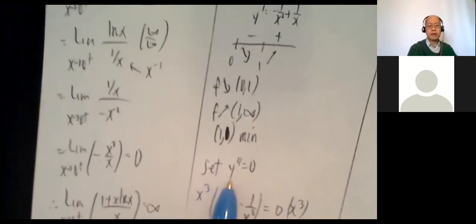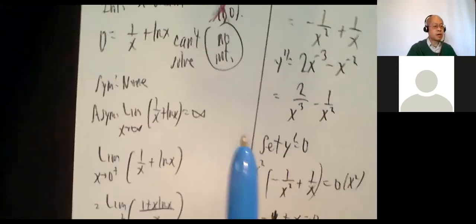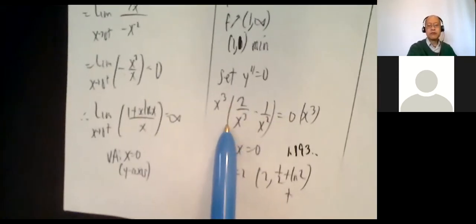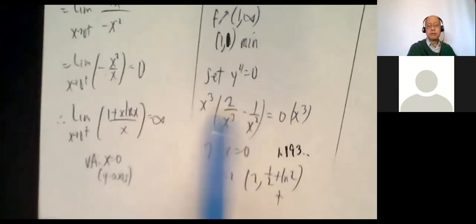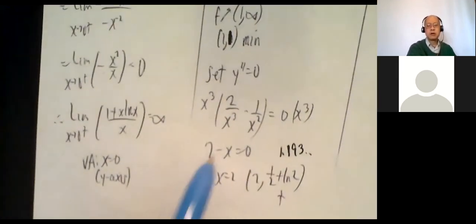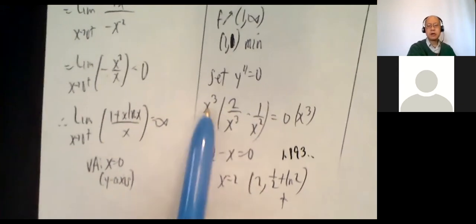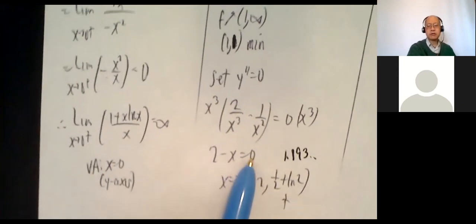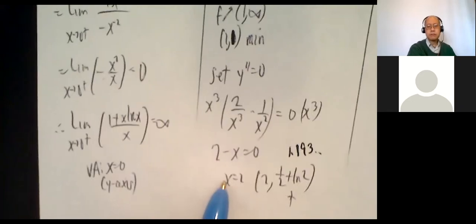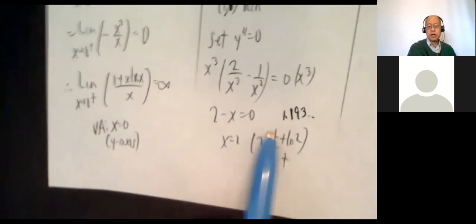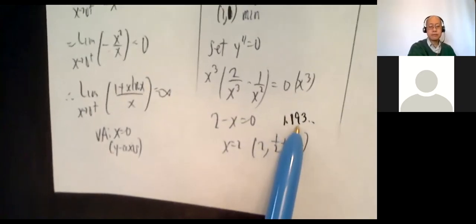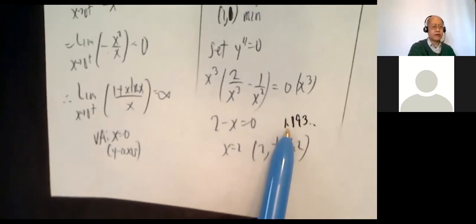All right, then y double prime equal to 0. So double prime came out to be this thing: 2 over x cubed minus 1 over x squared equals 0. Clean it up by multiplying both sides by x cubed. x cubed times that is 2. x cubed times that is negative x equals 0. So x equals 2. Plug back in 2. I have 1/2 plus natural log of 2. That's approximately 1.193. I need to know where that was in order to graph it.